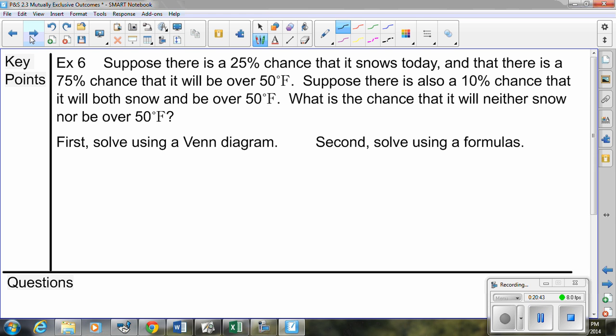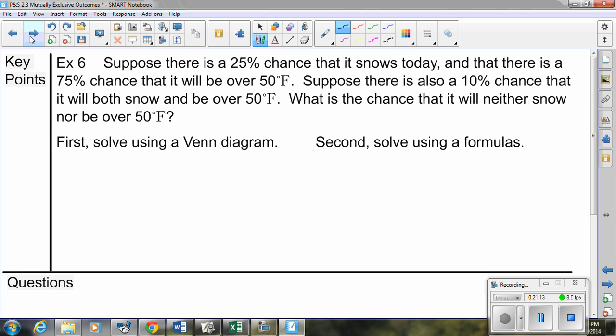Okay, here's our problem. Suppose there is a 25% chance that it snows today, and there is a 75% chance that it will be over 50 degrees Fahrenheit. But there's also a 10% chance that it will be both snowing and over 50 degrees. What is the chance that it will neither snow nor be over 50?